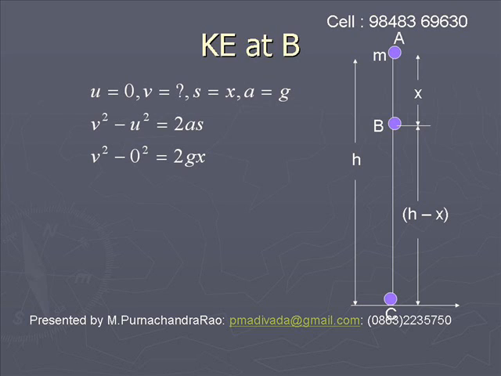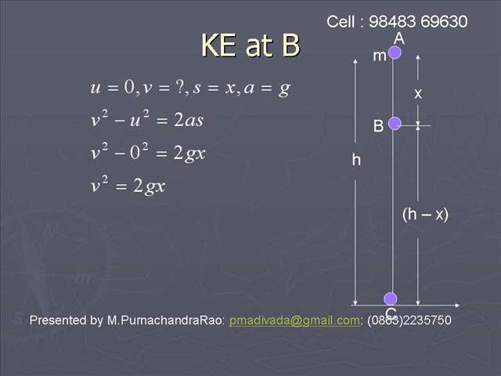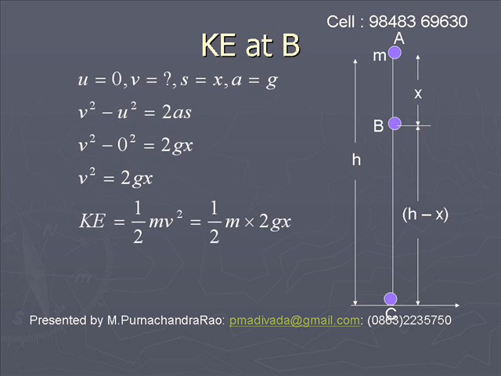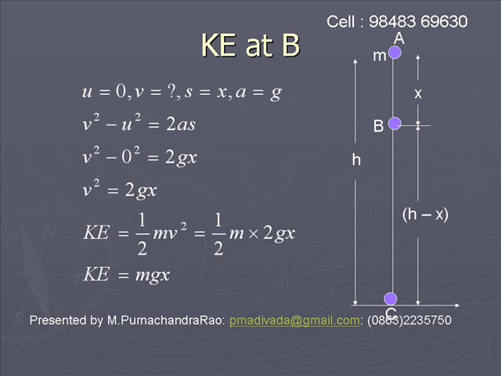v square minus 0 square is 2gx. So v square is equal to 2gx. Kinetic energy is half mv square, but v square is 2gx. Hence kinetic energy is equal to half m into 2gx, that is equal to mgx. The 2 gets cancelled, so kinetic energy is equal to mgx.